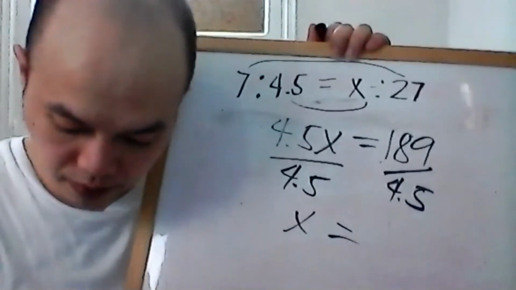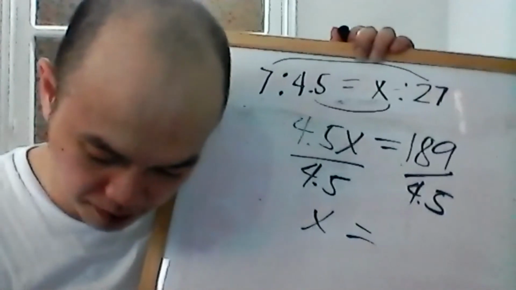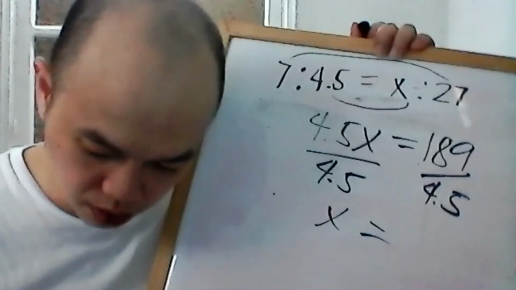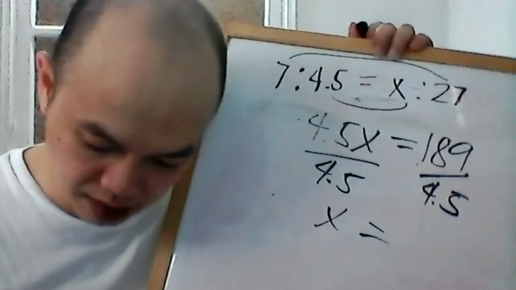Okay, so you will have 42. So 42 inches projected image, okay? So 3A, the answer is 42 inches projected image, all right?